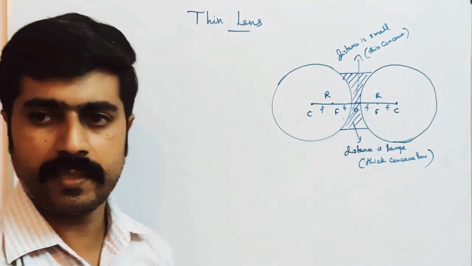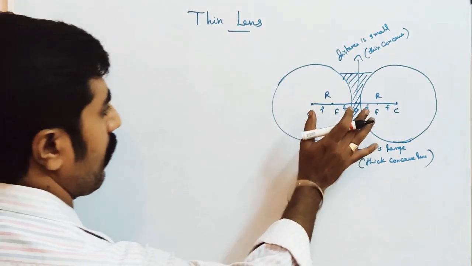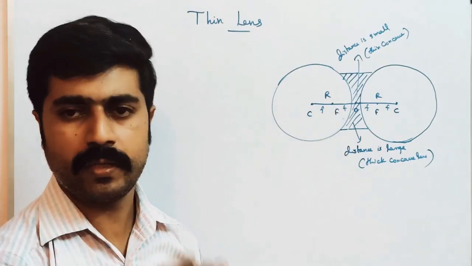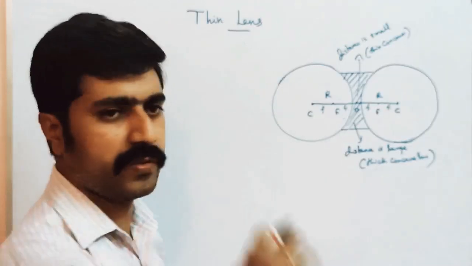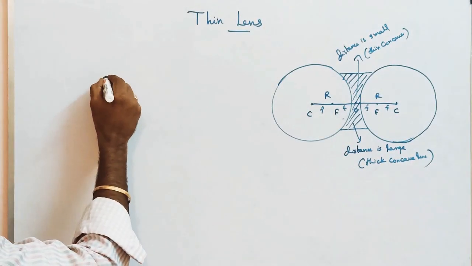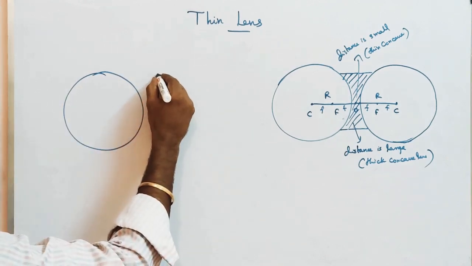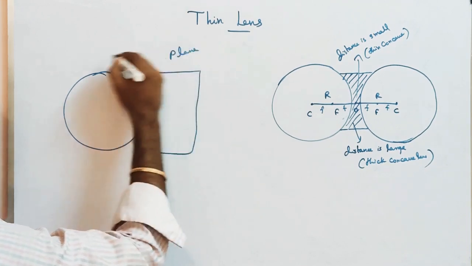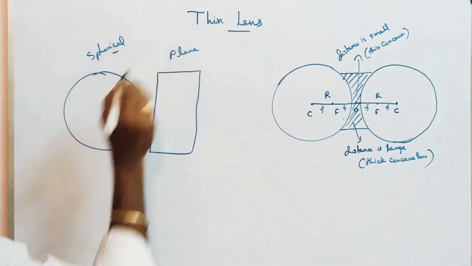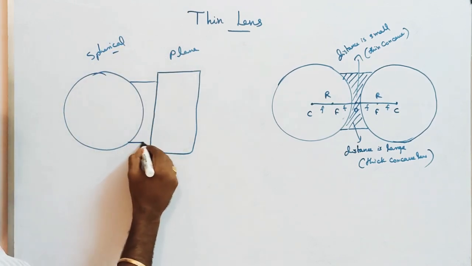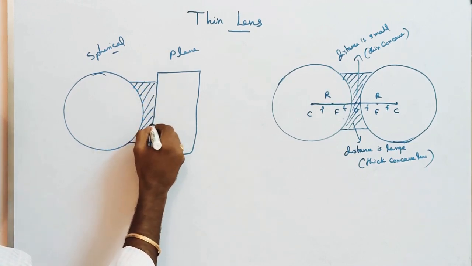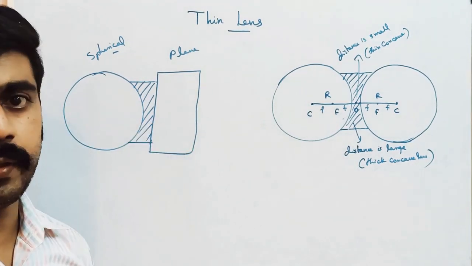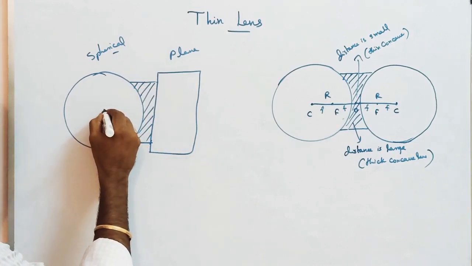This is the concave lens. Similarly, a concave lens can use two spherical surfaces, or one spherical surface and one plane surface. In such a concave lens, one of the surfaces is spherical and the other surface is plane. For the spherical surface, the center of curvature is C.